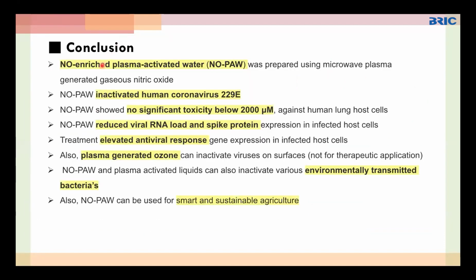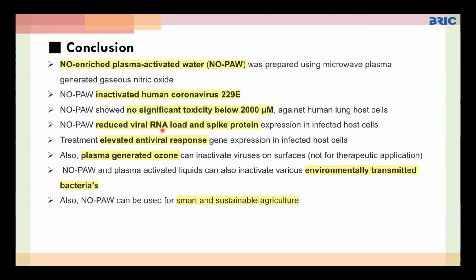So the conclusion of this study is that NO-enriched plasma activated water, that is NO-PAW in the study, was prepared using microwave plasma generated gaseous nitric oxide. And this NO-PAW inactivated human coronavirus 229E strain. And NO-PAW showed no significant toxicity below 2000 micromole concentration. So we can use any concentration below this 2000 micromole for human patients or animals or any other subject.